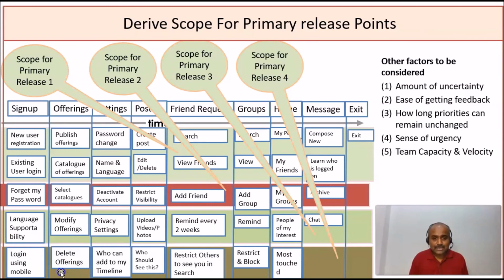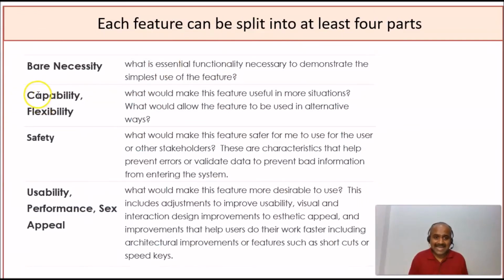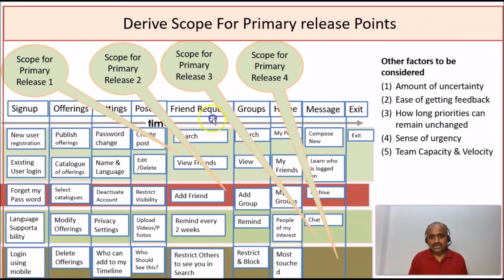Okay, and then finally we are ending up with more usability, more look and feel, more performance. Here in this example we came up with the targets for 4 releases, but in real time you can have multiple releases, but the idea is the same thing. Build the bare minimum necessity first, then add capability and flexibility next, then add safety next, and then ultimately you close it with comfort, performance and luxury. So this is how you need to arrange your stories, along the walking skeleton.